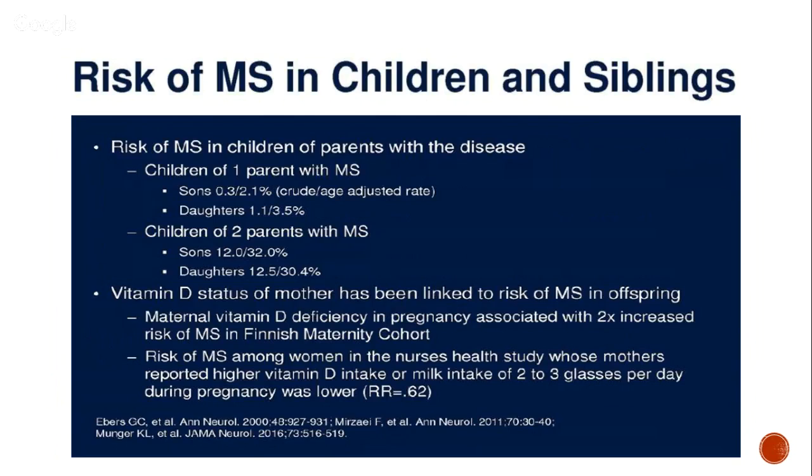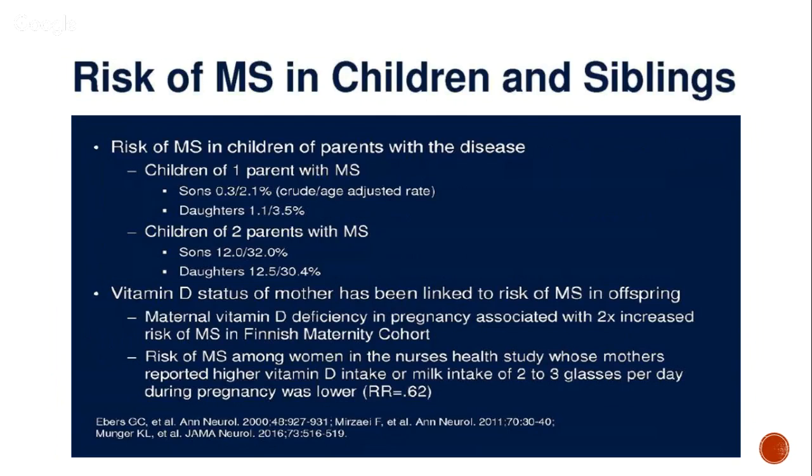Okay. So with one parent with multiple sclerosis, it's about 2.1%. So it's 2% of the kids. So the risk is much higher. 2 out of 100 do have that risk. And then if it's a daughter, then it's about 3.5%. Interestingly, I was looking at this ratio, and this is again from this paper from 2000.